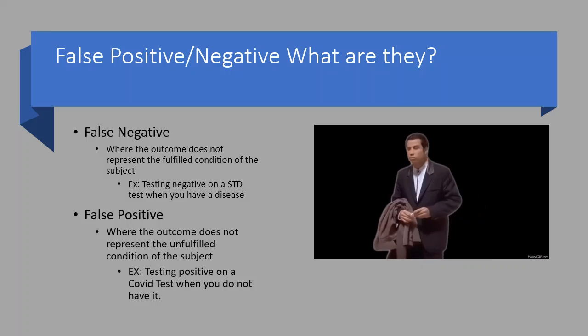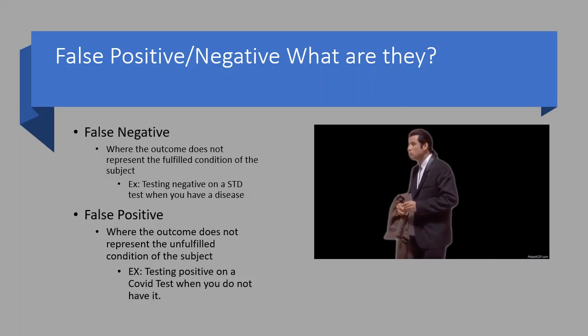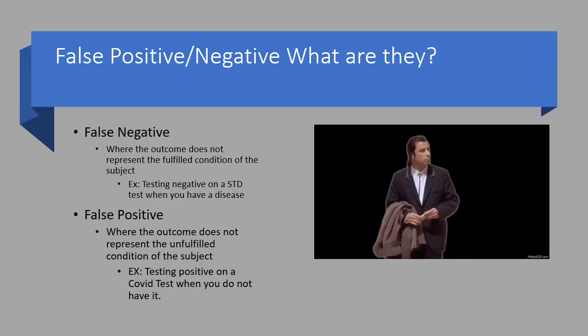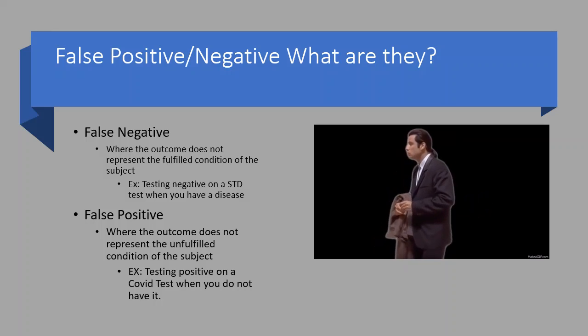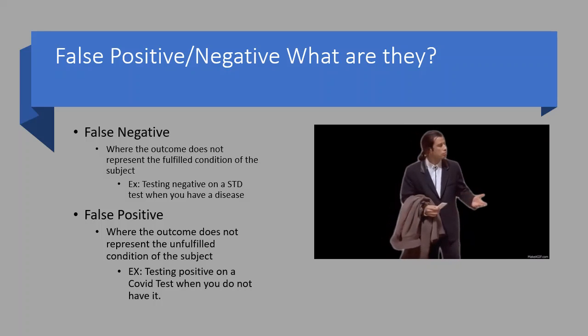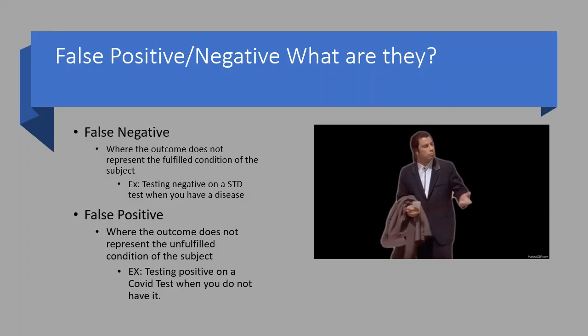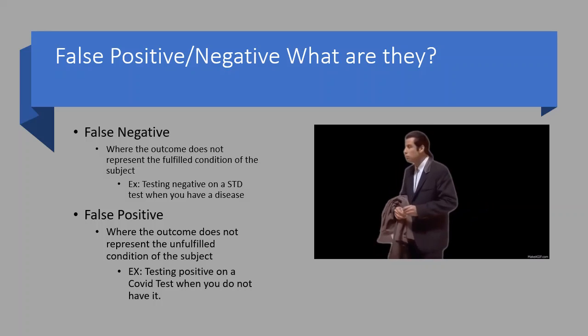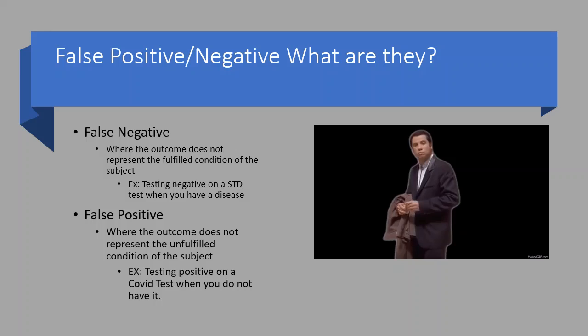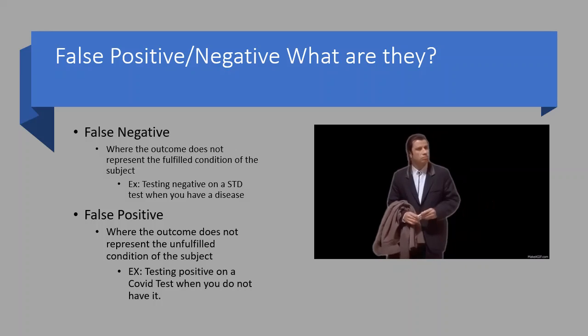For a false positive, it's kind of the reverse, where the outcome of a result entails that you have a condition, but the condition is actually not fulfilled in actuality. For example, if you test positive on a COVID test when you do not actually have the disease.